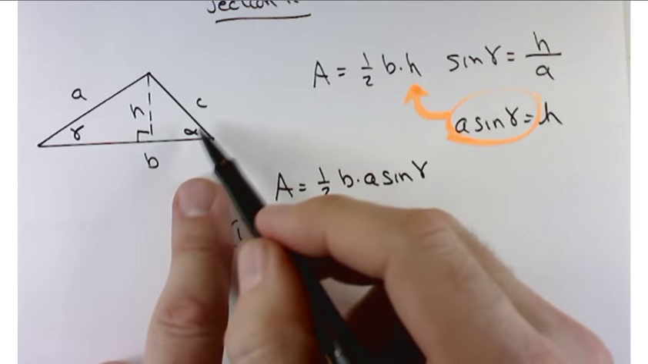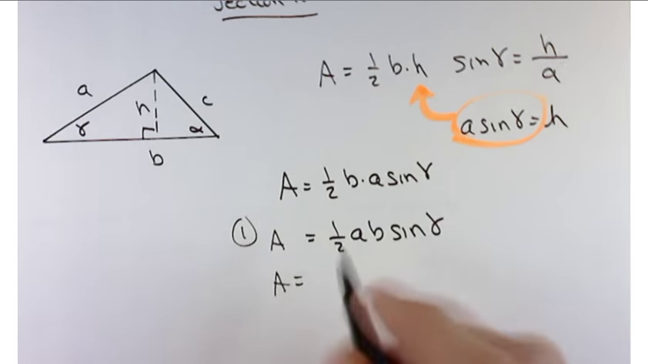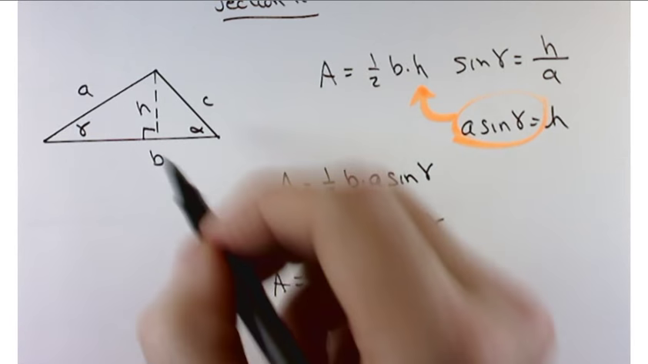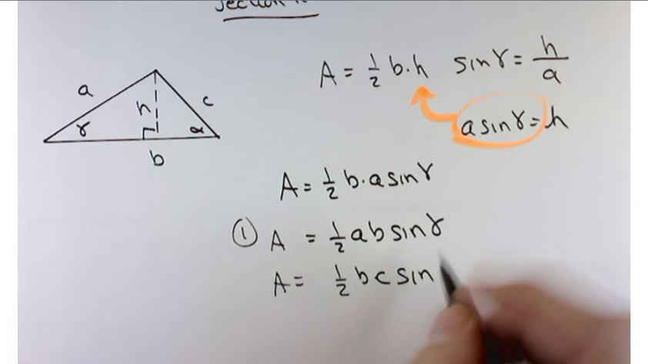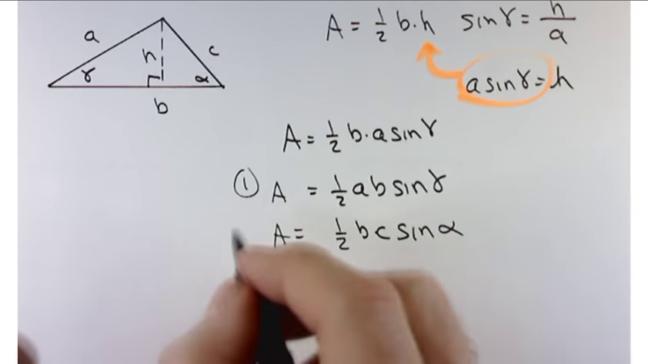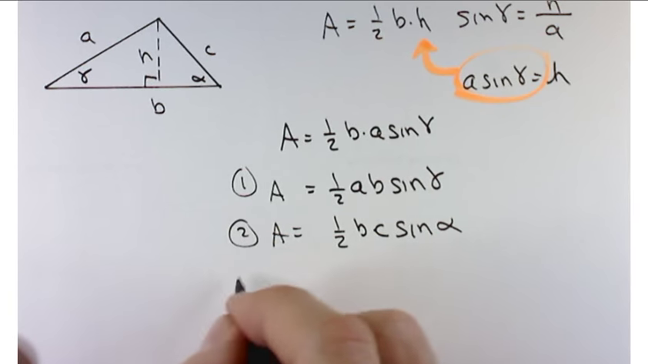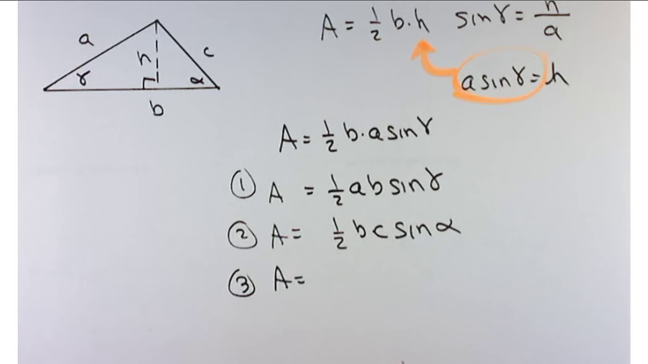What if I was looking at things from the point of view of alpha? Well, it'd be 1/2 B times C times the sine of alpha. So that's the second version. And kind of like what I did with the law of cosines, I want you to come up with a third version. So try and get the general pattern here and write down what that third version would be. I'll give you a second to look at that. Let people try and figure that out for themselves.